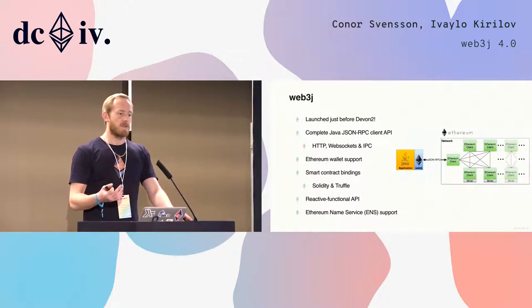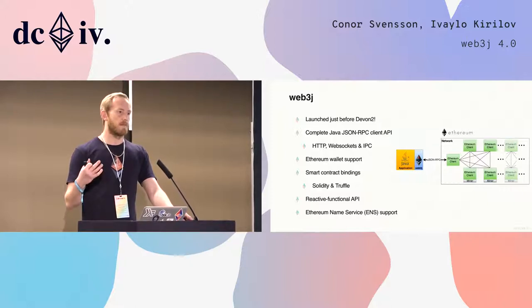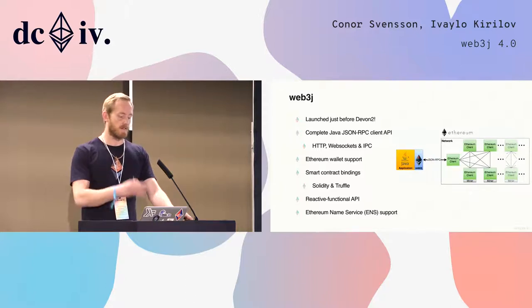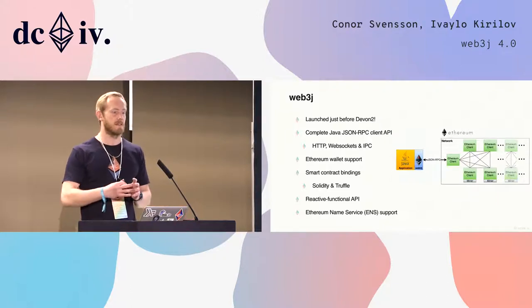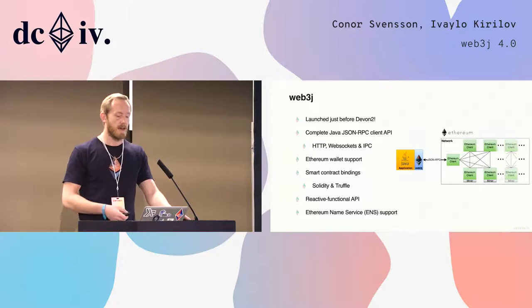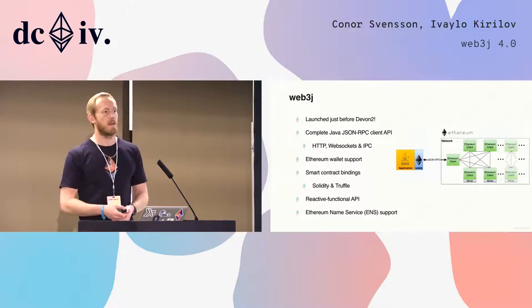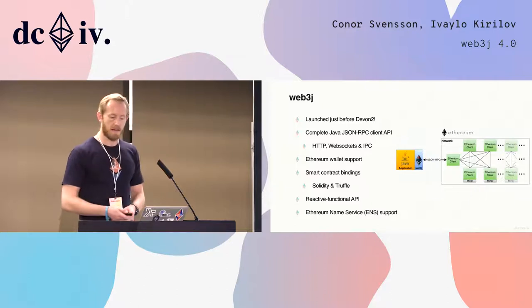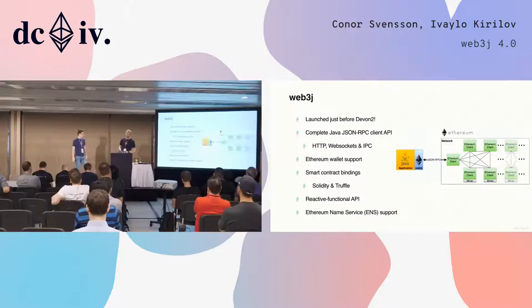It works nicely with Truffle too, so it uses contract ABI metadata files, whether they come out of Solidity or Truffle. It can use that to generate the smart contract bindings. It's a reactive functional API, which basically means it's easy to compose streams as per RxJava to operate on events that are taking place on the blockchain as they happen, and it provides full ENS support as well, which was added last year. I'll now pass over to Ivaylo, who's going to say a couple of things.